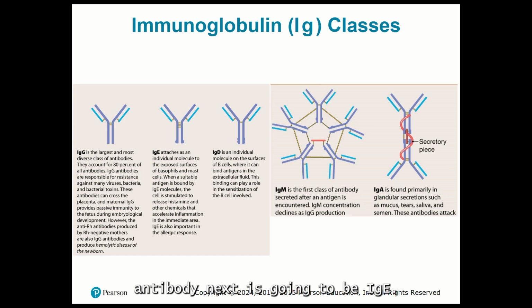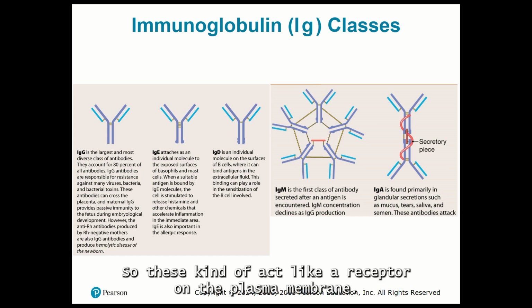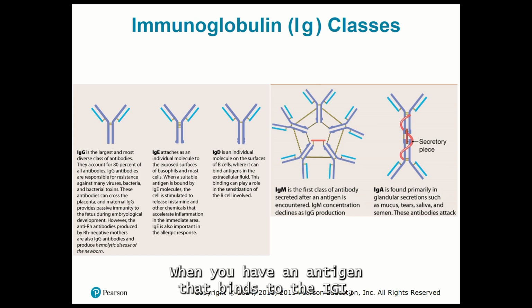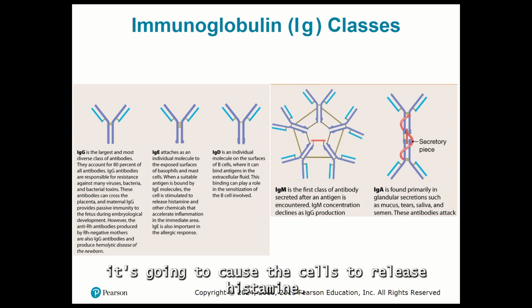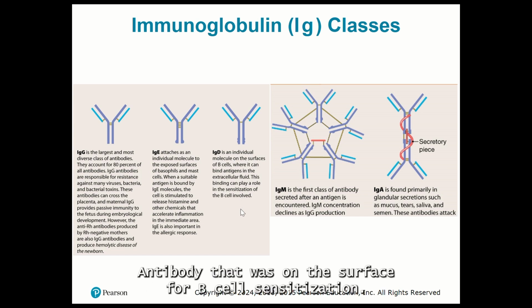Next is going to be IgE. IgE is going to be attached to the surface of the basophils and mast cells. So these kind of act like a receptor on the plasma membrane. When you have an antigen that binds to the IgE, it's going to cause the cells to release histamine. IgD is going to be on the surface of our B cells. So the IgD was that important antibody that was on the surface for B cell sensitization.